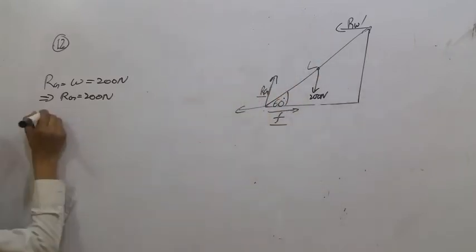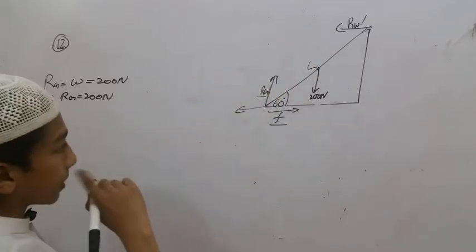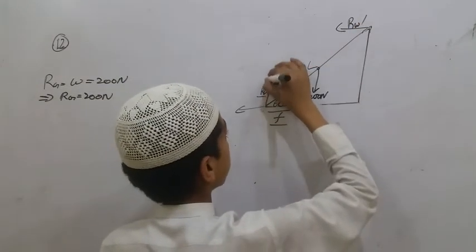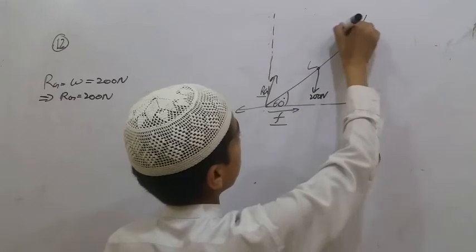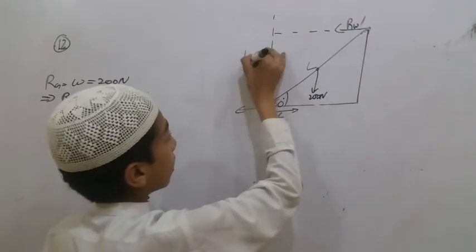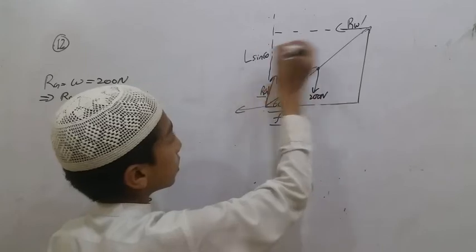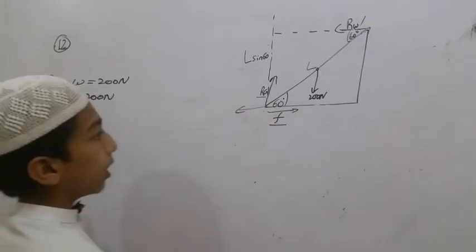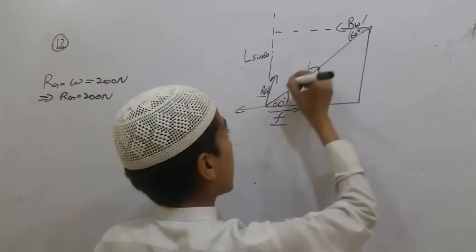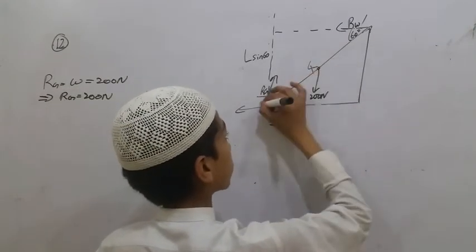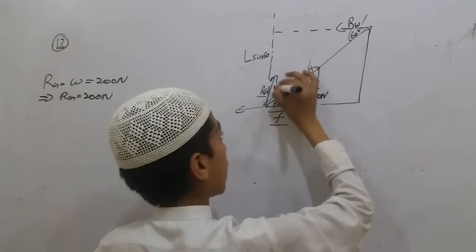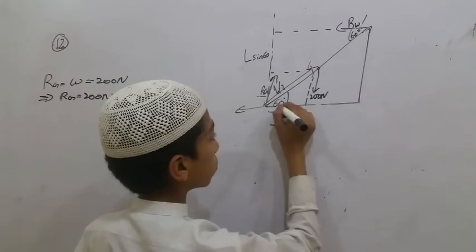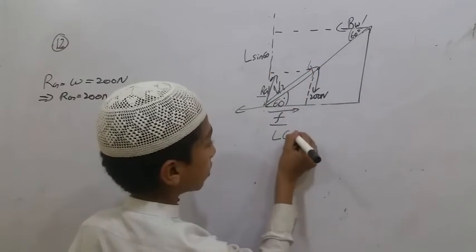Now to find Rw, here are the components of the length. This is L sin 60. These are alternate angles, that's why these are equal. And here, if the whole length is L, this length will be L divided by 2. So by drawing components of L divided by 2, this is L cos 60.